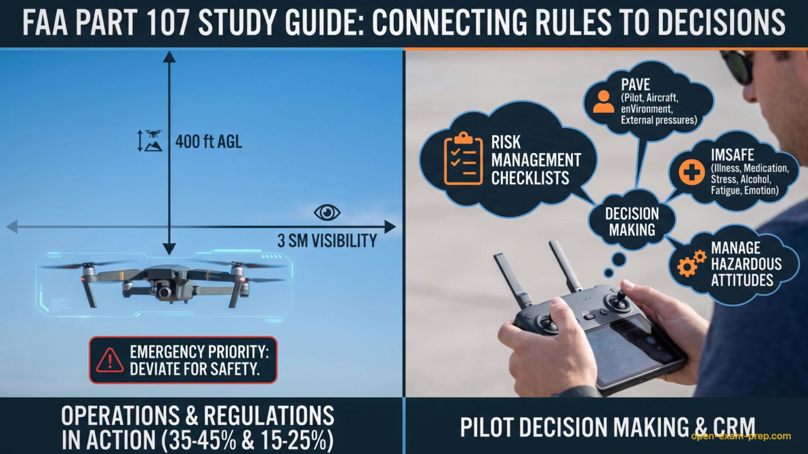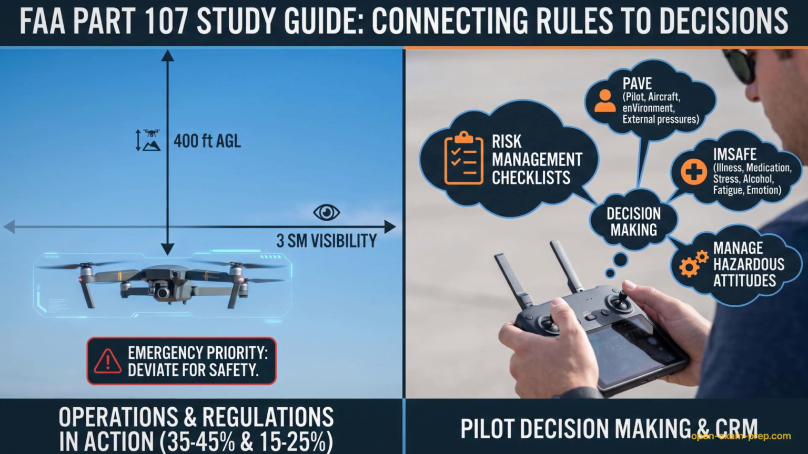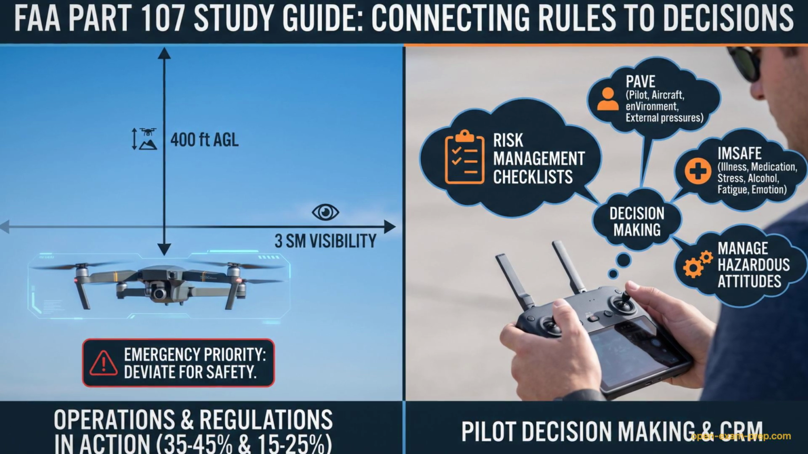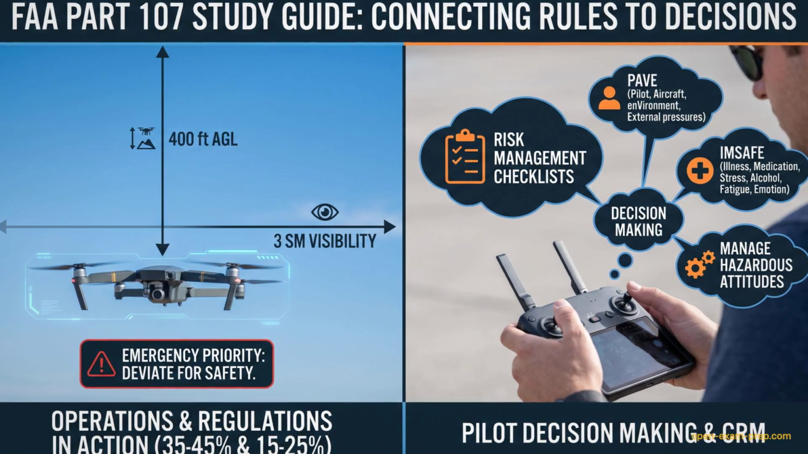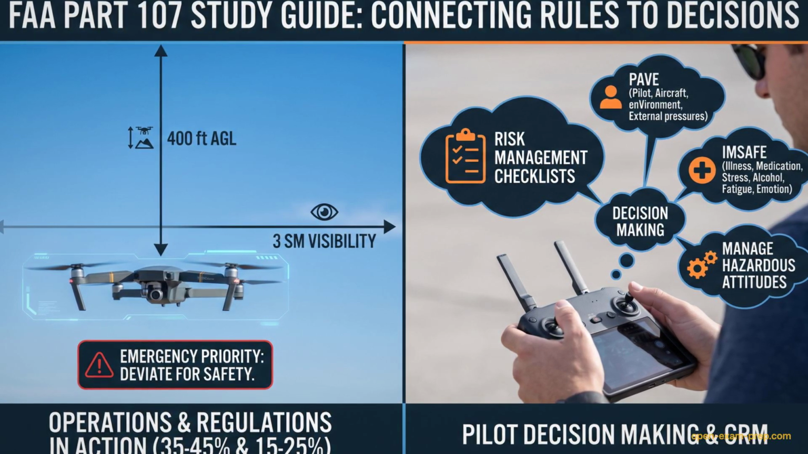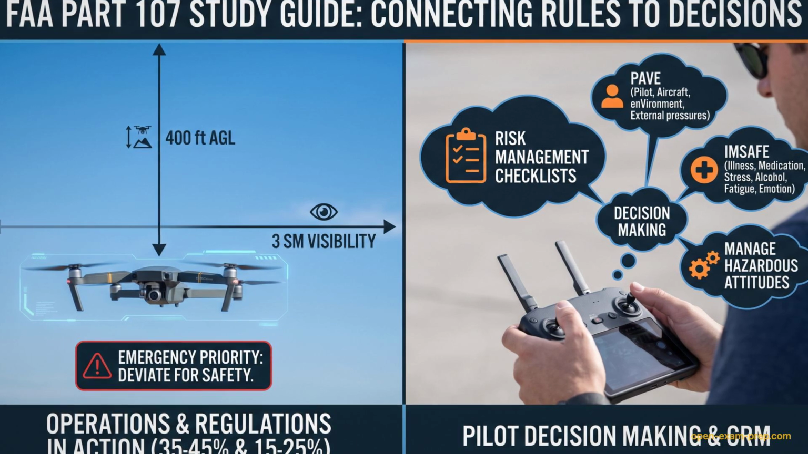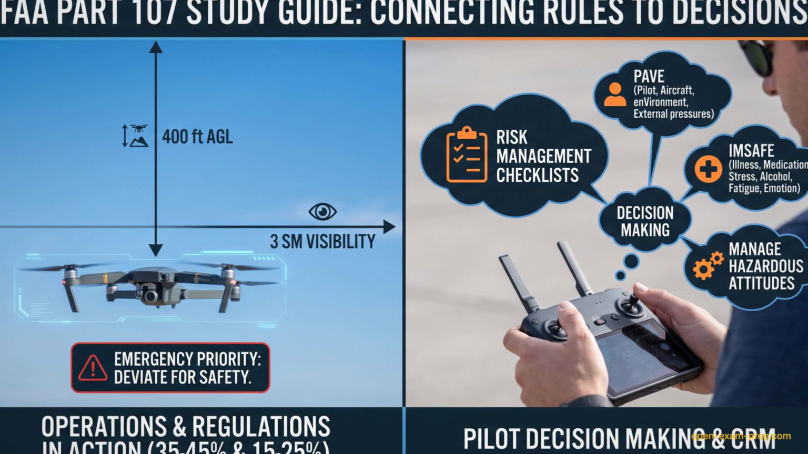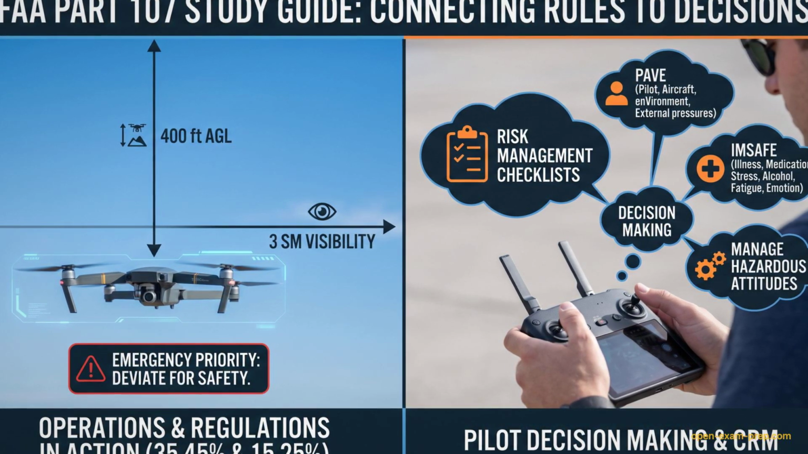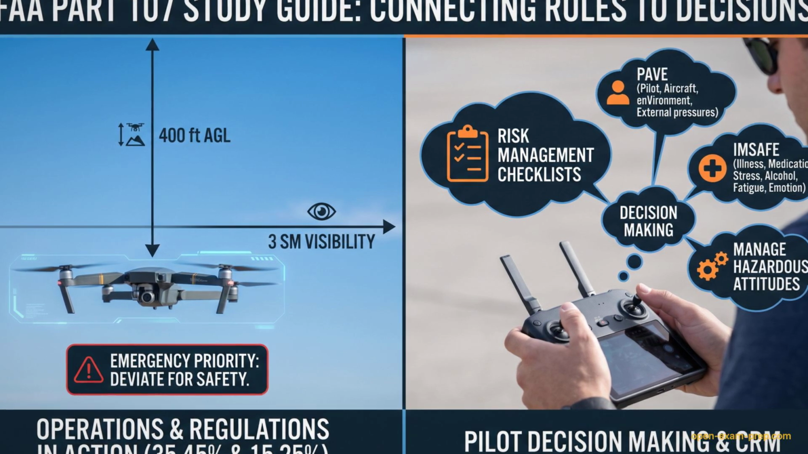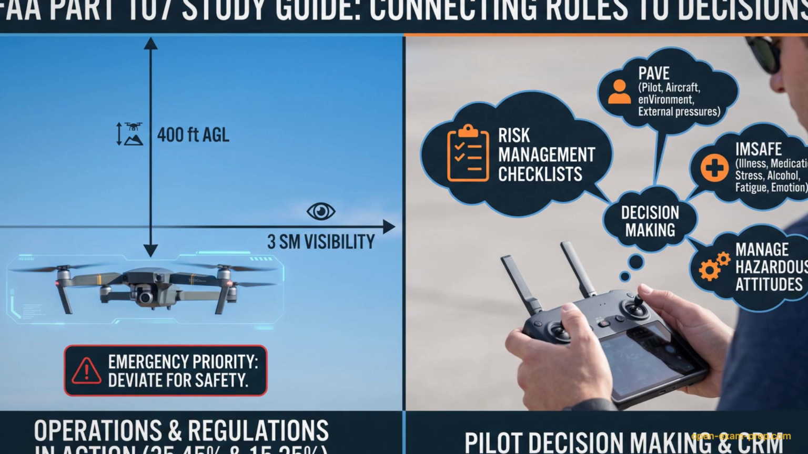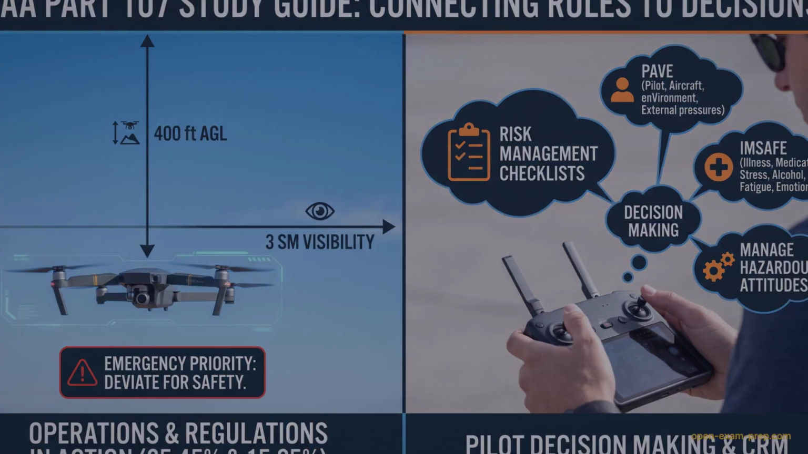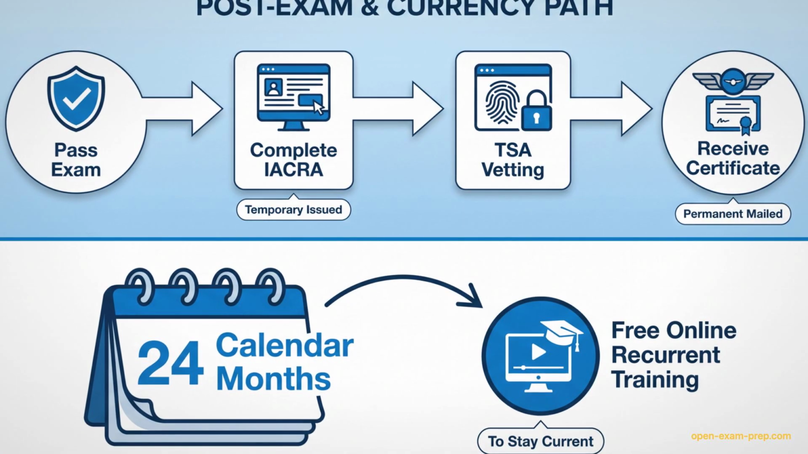Together, operations and regulations are the largest portion of the Part 107 exam. This covers the rules of the sky, like maintaining a maximum altitude of 400 feet above ground level and keeping 3 statute miles of visibility. It also includes emergency procedures, such as what to do during a lost link event and crew resource management principles. Mastering these rules and procedures is vital, as they directly impact the safety and legality of every commercial drone flight you will conduct.